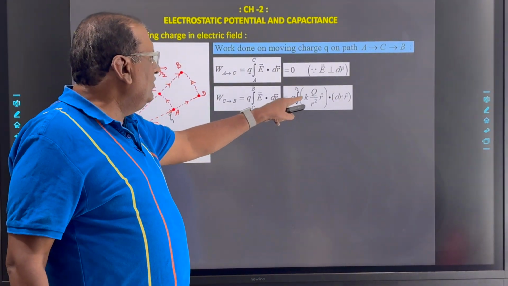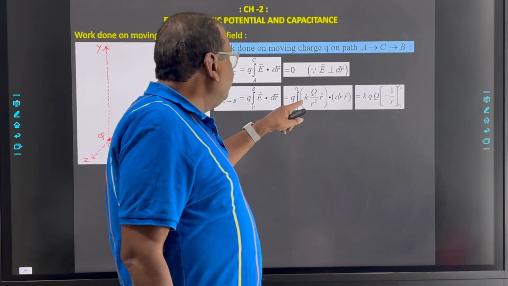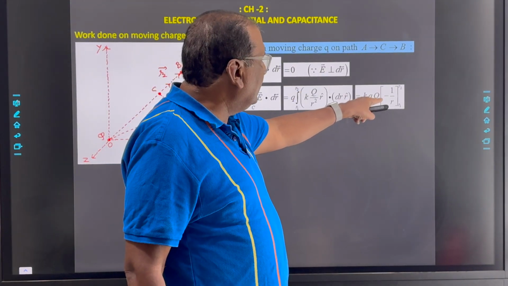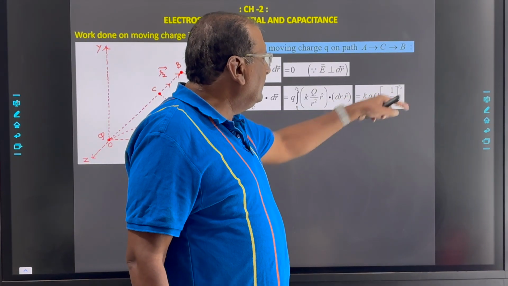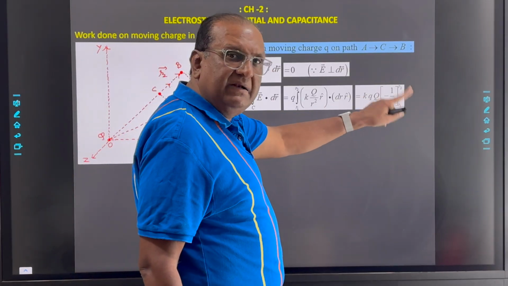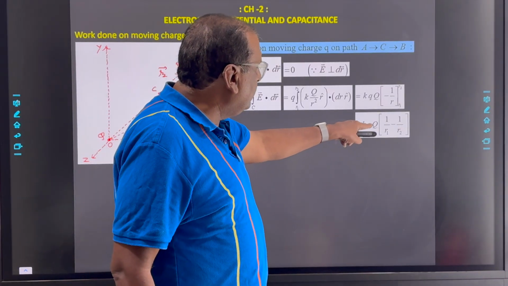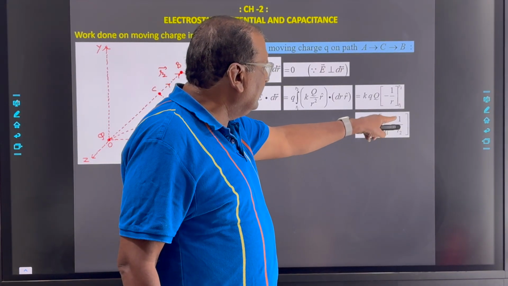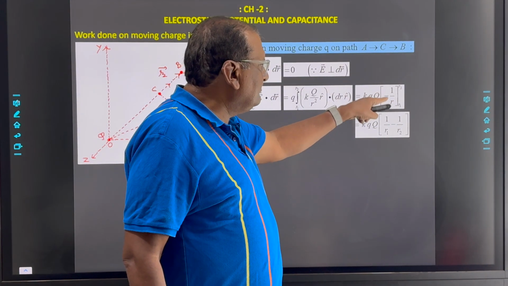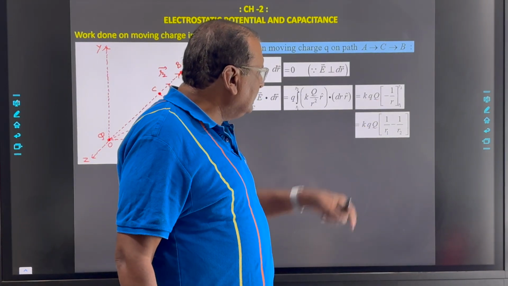And here small q, k and capital Q are constants. So we can take the integration of 1 upon R square. Integration of 1 upon R square is minus 1 upon R. Take the limits R1, R2, then substitute the limits. First upper limit, then minus lower limit. So this is equal to KQq into 1 upon R1 minus 1 upon R2. Because when we take first upper limit, so minus 1 upon R2, then minus 1 upon R1. So here it is written first.